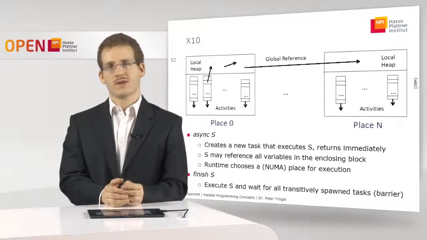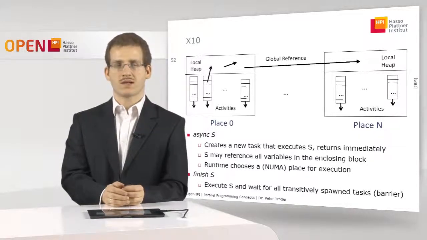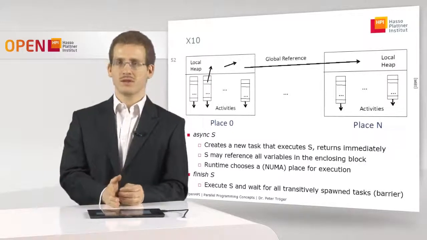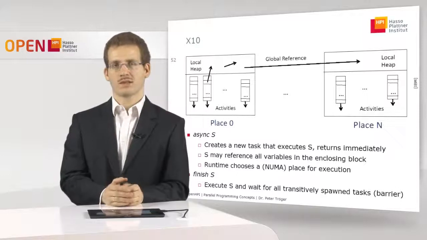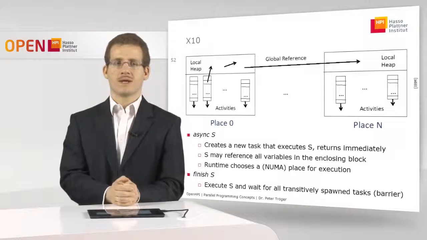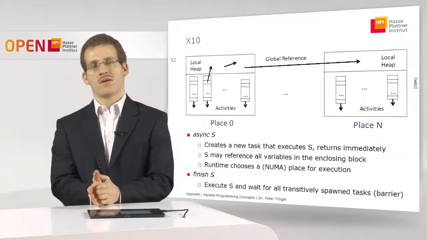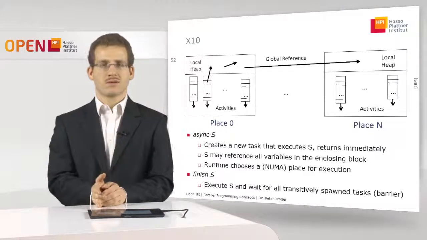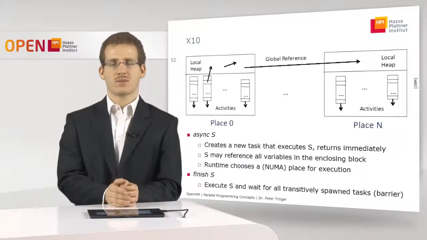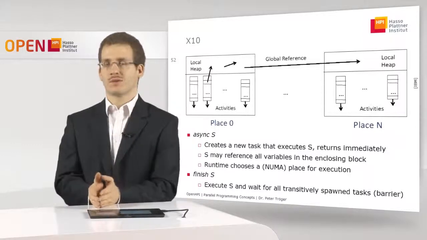The first relevant keyword in X10 is the async keyword. It allows you to create a new task that executes a particular code block. The async call returns immediately because the activity in the code block is spawned as a separate task that can run concurrently. And this piece of code you refer to with your async keyword may reference all the variables in the enclosing block. So you just say, I have a piece of code and it's somehow self-contained. I can run it on a place with all its local variables. And then the runtime chooses the right place for this piece of code.